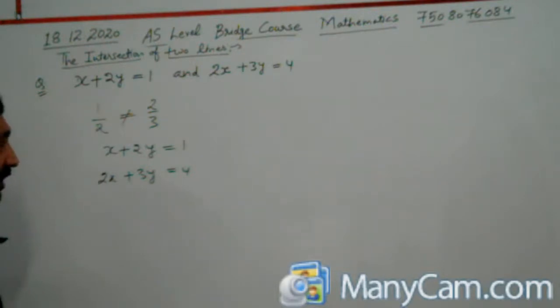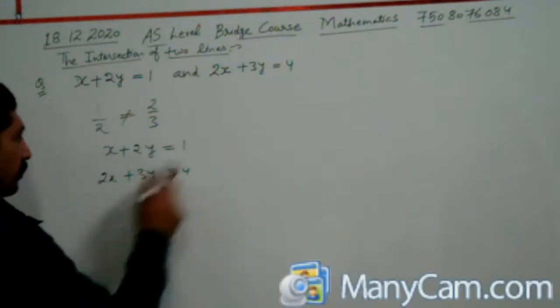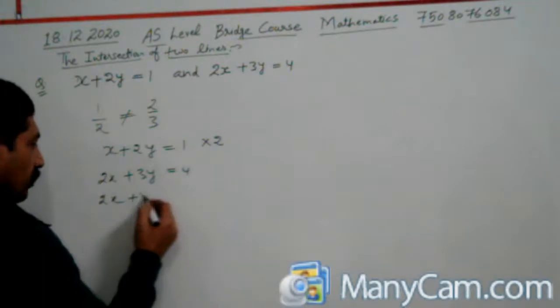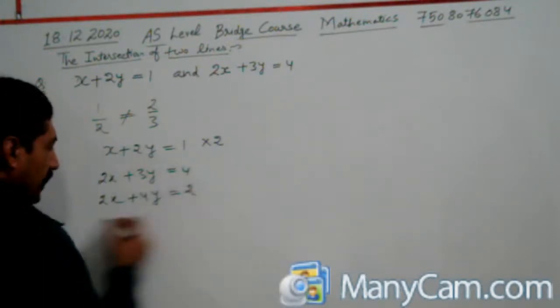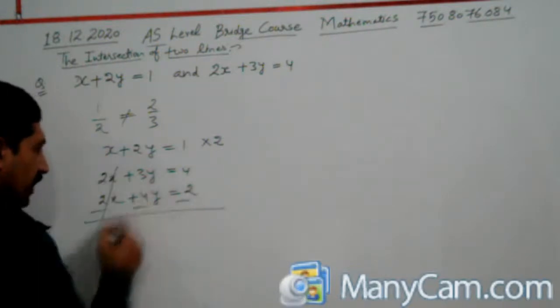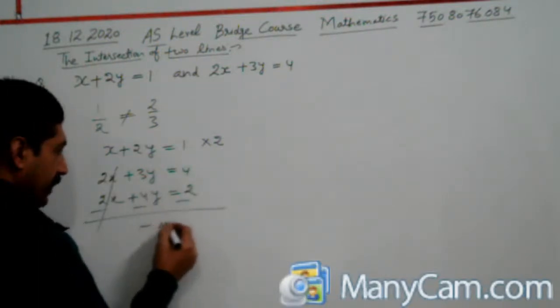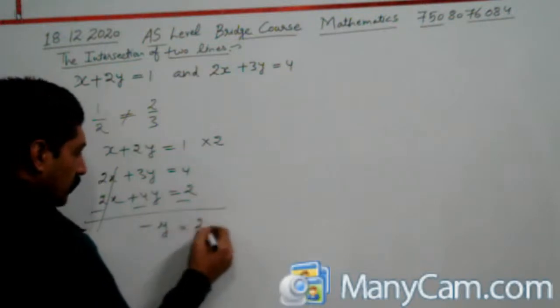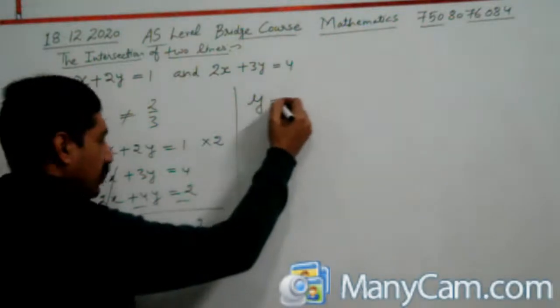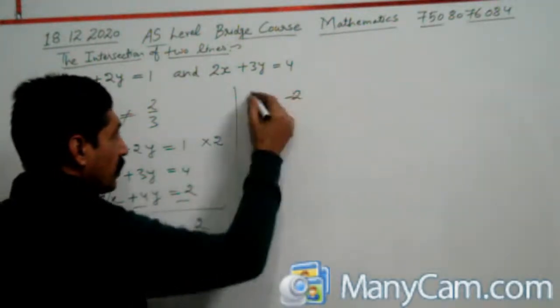So here we can plot these by finding their points x and y individually, and solve. We can solve directly also. Multiplying the first equation by 2, we get 2x plus 4y is equal to 2, and subtracting this from the other, we have minus y is equal to 2. So what is y? The point of intersection, y is equal to minus 2.